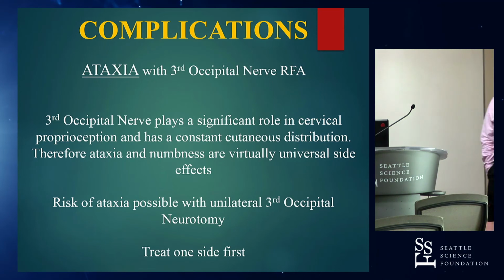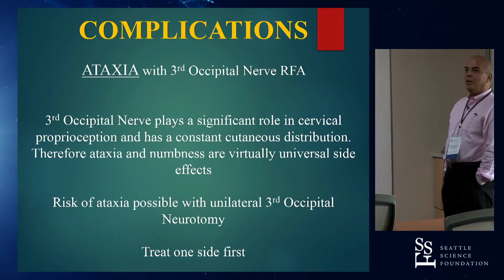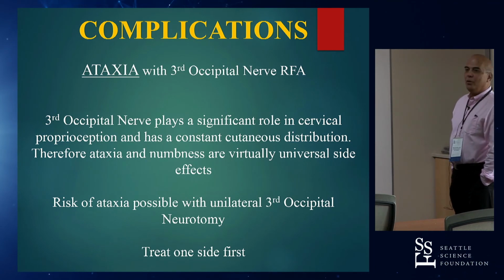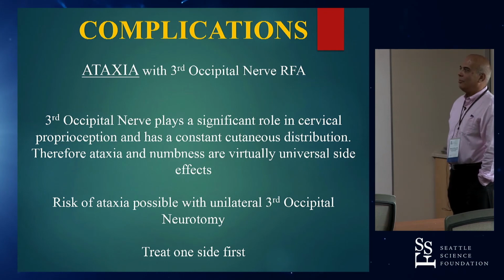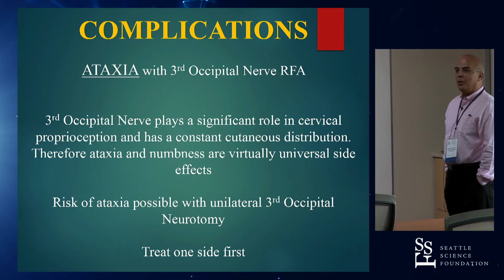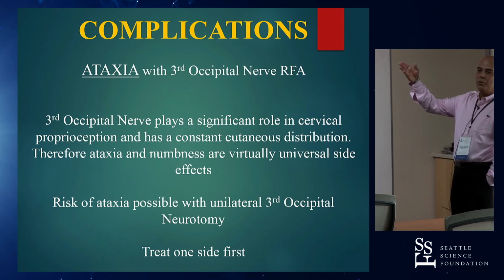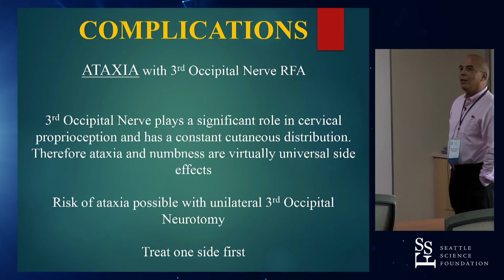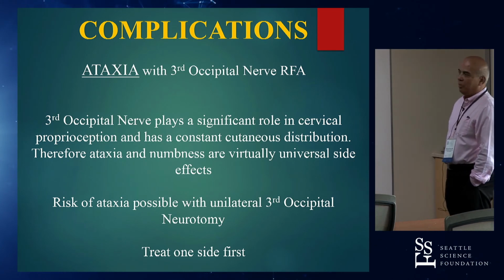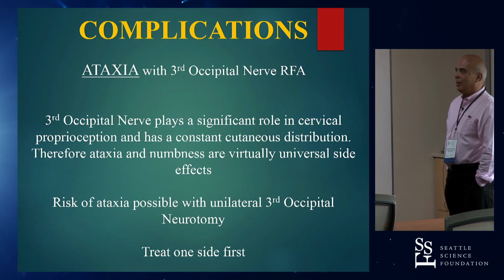Ataxia is a very common side effect of third occipital nerve RFA. The third occipital nerve plays a significant role in cervical proprioception and has a very constant cutaneous distribution. If you place the needle in one of the 3 locations that I've shown to you on those images, it's pretty much a given that you are going to develop temporary ataxia and numbness.